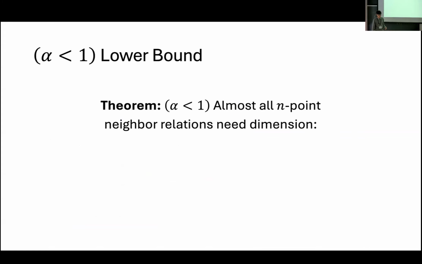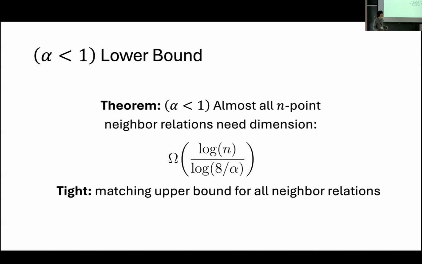So what you can prove is that for alpha less than 1, take almost any n-point neighbor relation. If you want to embed it in Euclidean space, you're going to need at least log n over log 1 over alpha dimensions. So that's kind of recovering that same log n bound we saw from something like Johnson-Lindenstrauss and other near isometry results. And we also have a matching upper bound.